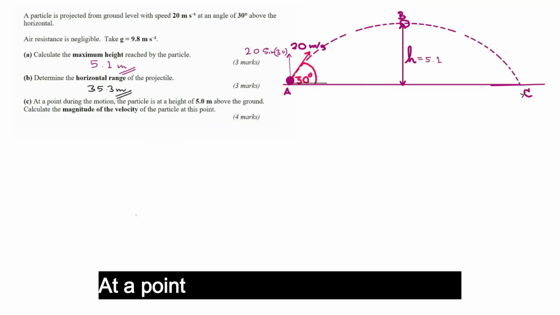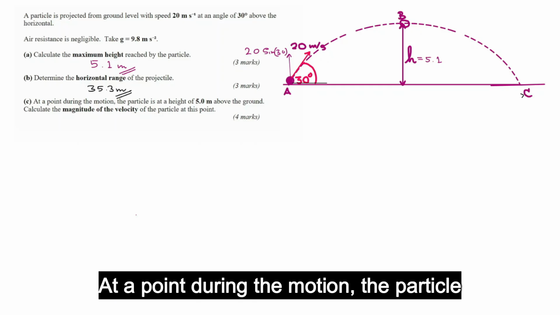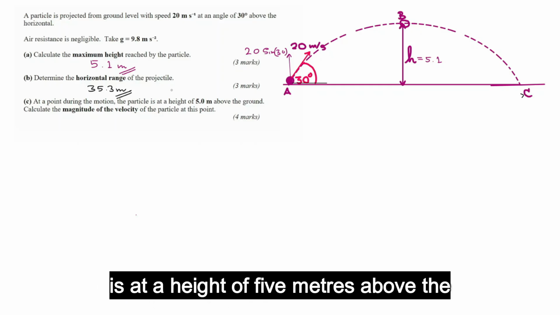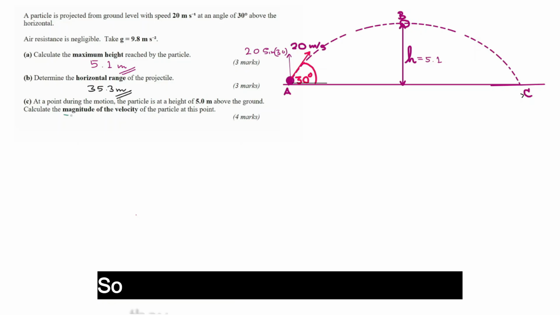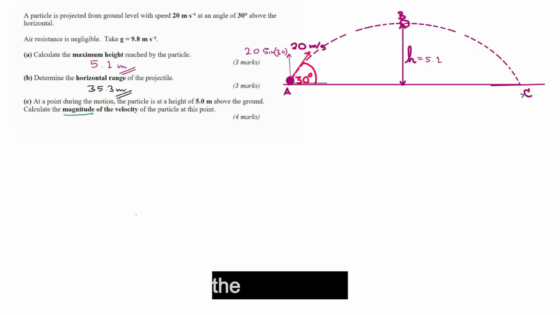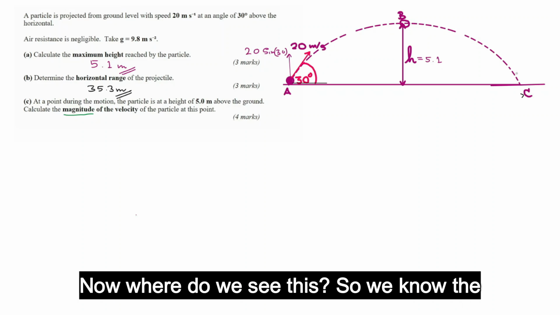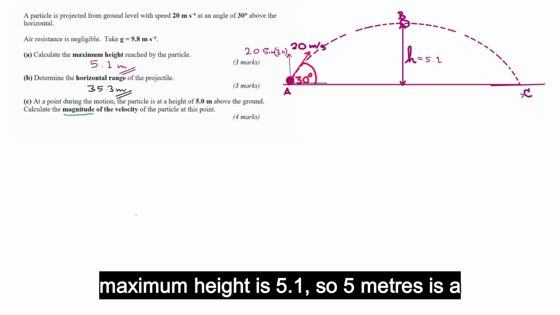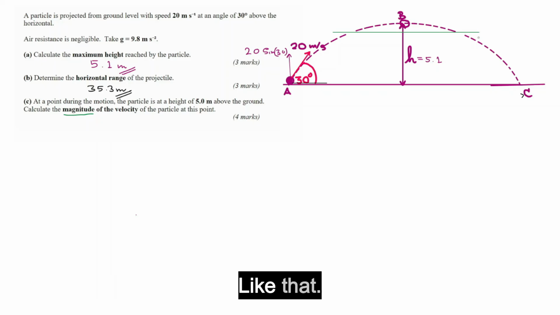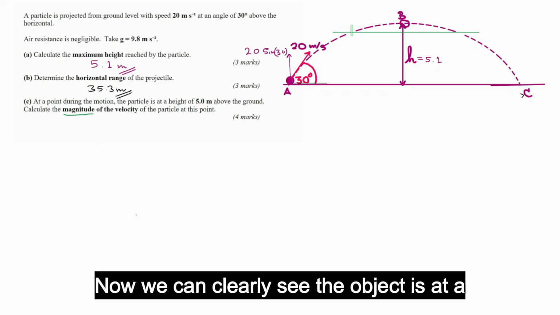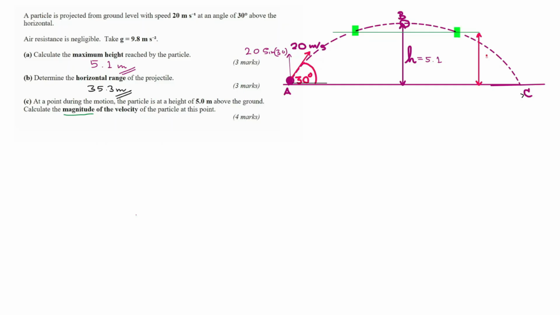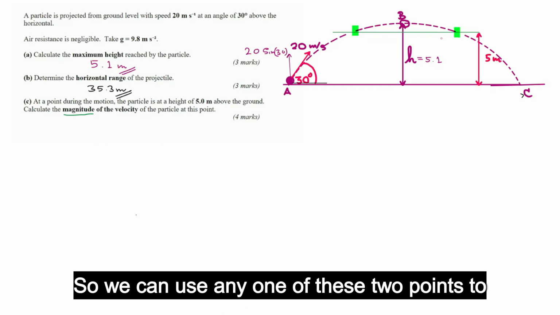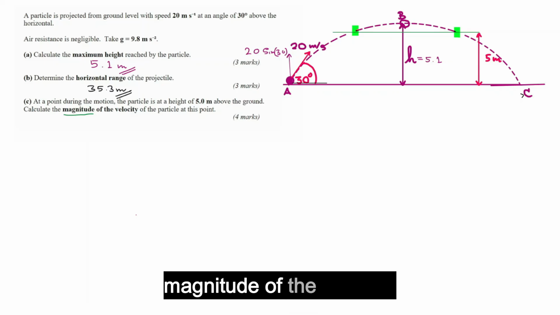Part C. At a point during the motion, the particle is at a height of 5 meters above the ground. Calculate the magnitude of the velocity. So they are not asking the direction, just the magnitude. Now where do we see this? So we know the maximum height is 5.1. So 5 meters is a point slightly below that, like that. Now we can clearly see the object is at a height of 5 meters in 2 places in its motion. So we can use any one of these 2 points to find the magnitude of the velocity.